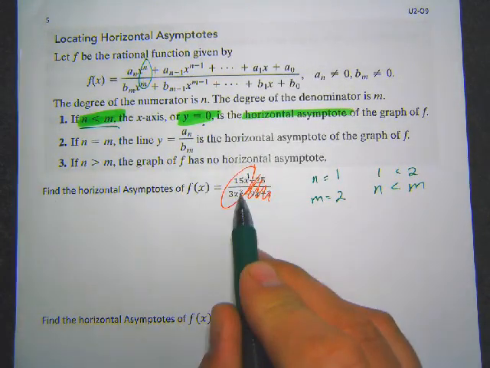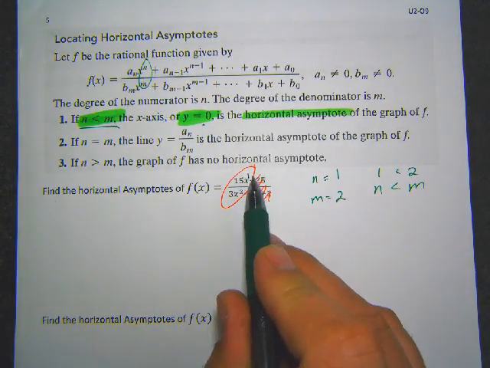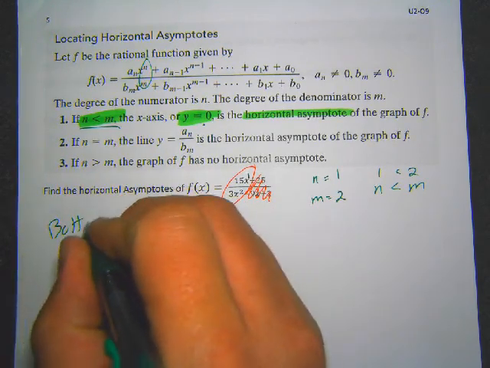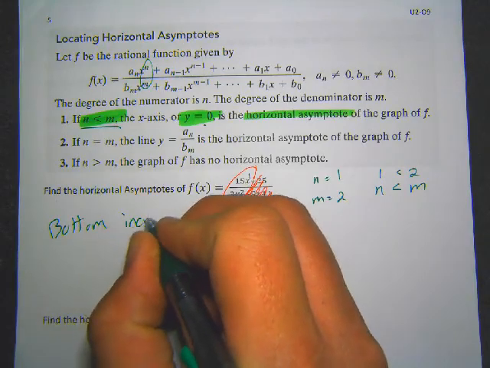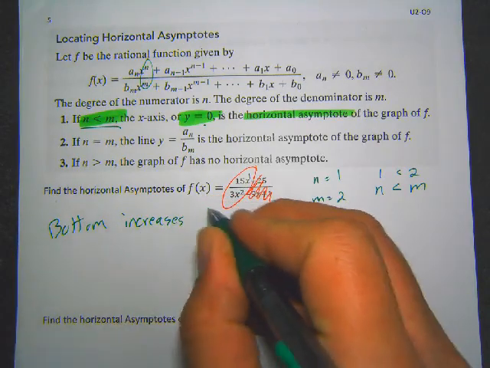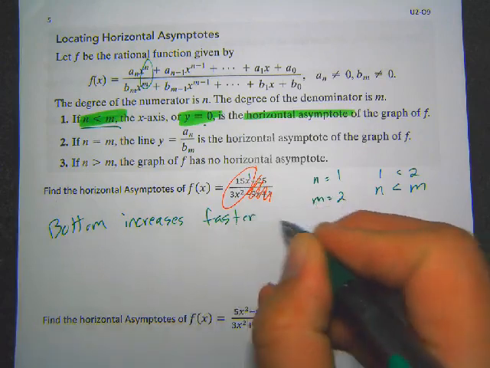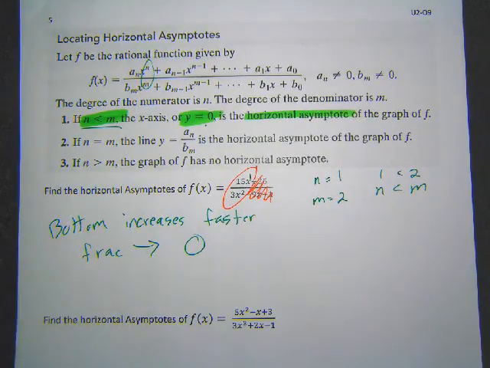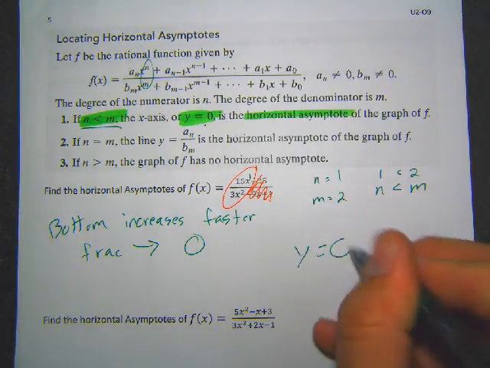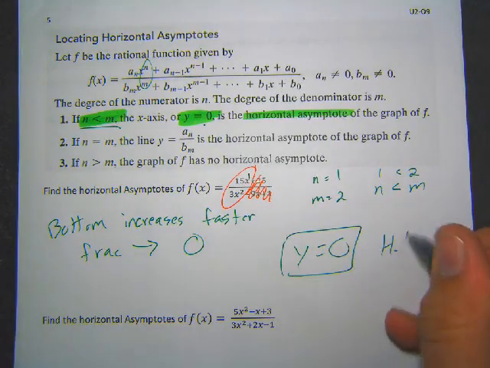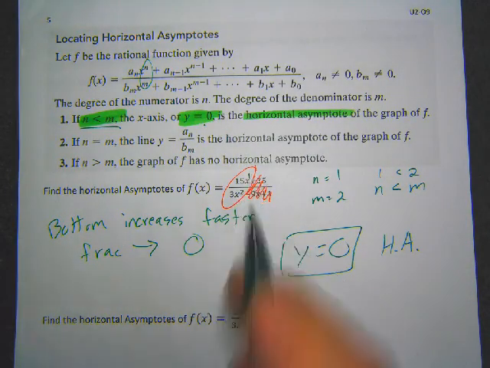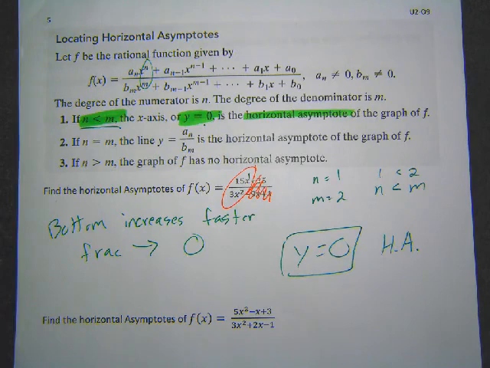So if the degree on the bottom is bigger than the degree on top, the bottom blows up, it increases faster, it gets really huge. So the fraction goes to 0. And so this one, y equals 0, is the horizontal asymptote. So that's what happens. If the degree on the bottom is bigger than the degree on top, so the top one's smaller, that's when you get y equals 0 as a horizontal asymptote.